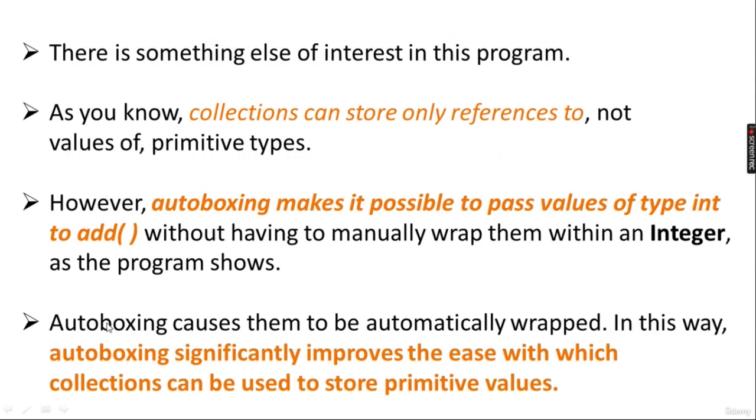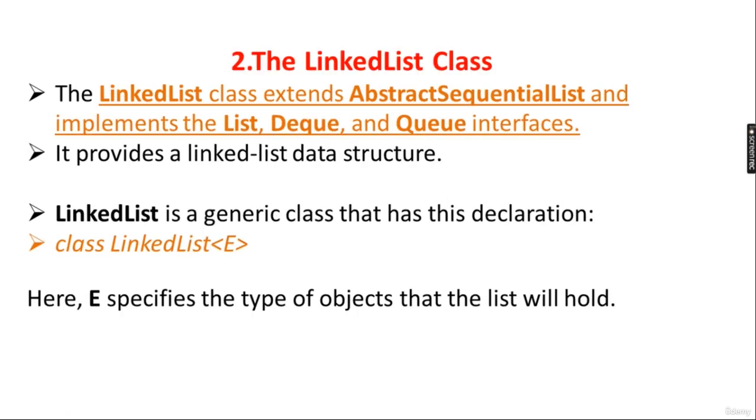Okay, so that is the interesting thing. Autoboxing causes them to be automatically wrapped. In this way, autoboxing significantly improves the ease with which collections can be used to store primitive types. Okay, so autoboxing advantages we have seen. Then we are moving after array list. The second type is the LinkedList class.